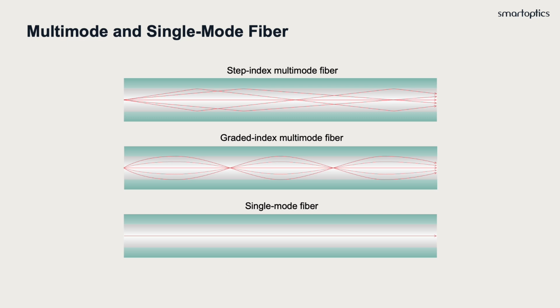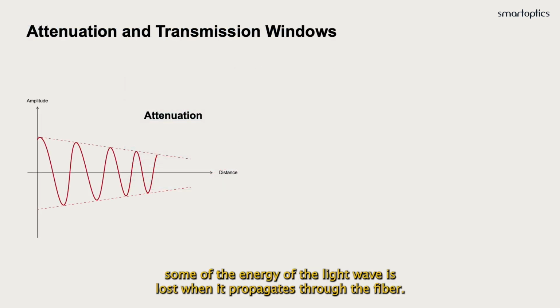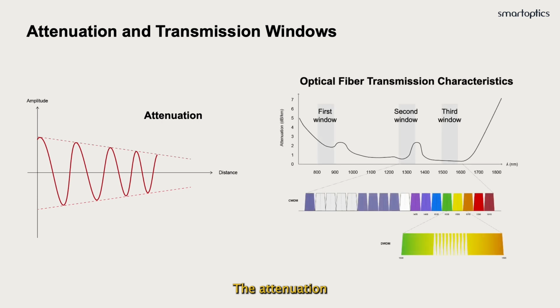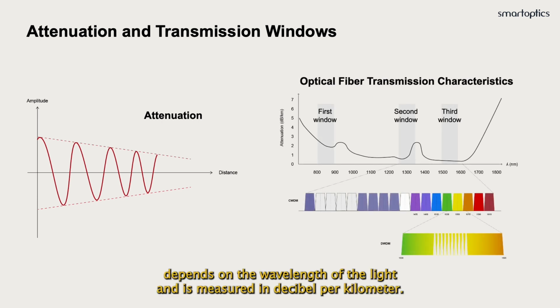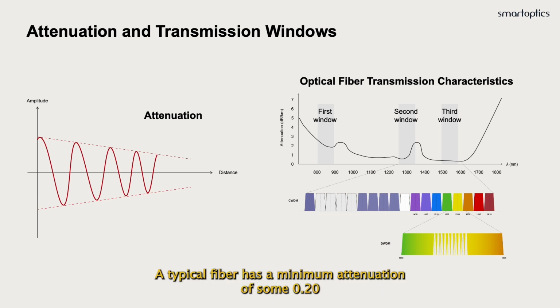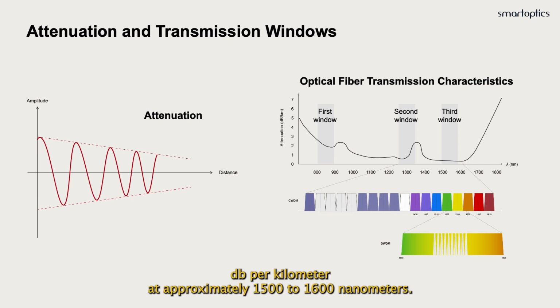system. Even in single mode fibers, some of the energy of the light wave is lost when it propagates through the fiber. The signal is attenuated as a result of absorption and scattering. As shown in the diagram to the right, the attenuation depends on the wavelength of the light and is measured in decibel per kilometer, that is, dB per kilometer. In the infrared spectrum used for optical communication, a typical fiber has a minimum attenuation of some 0.20 dB per kilometer at approximately 1500 to 1600 nanometers.